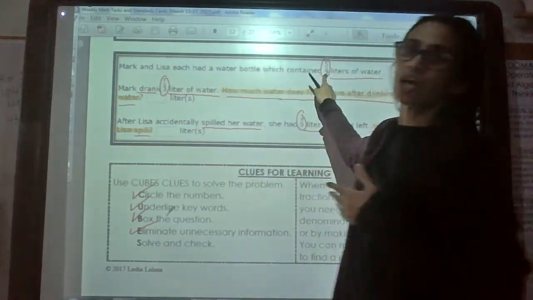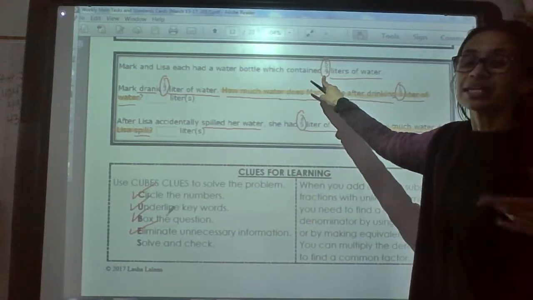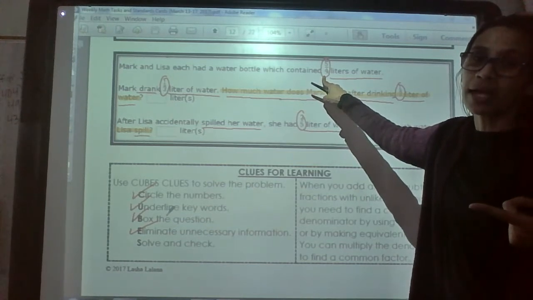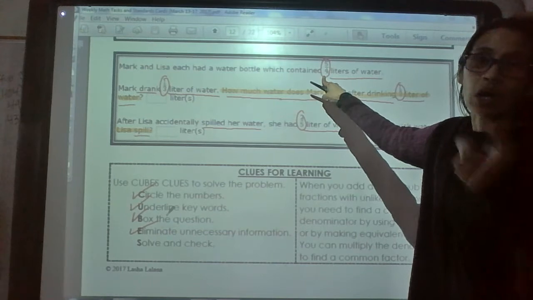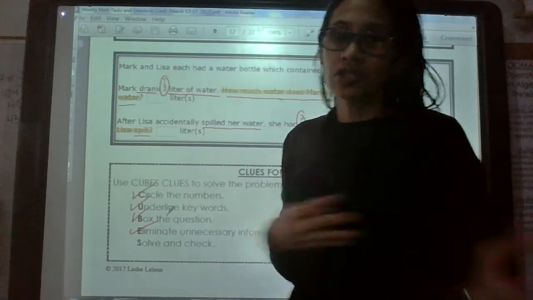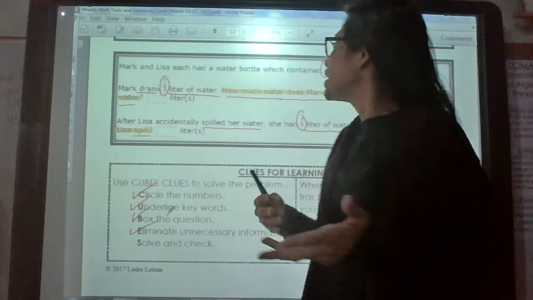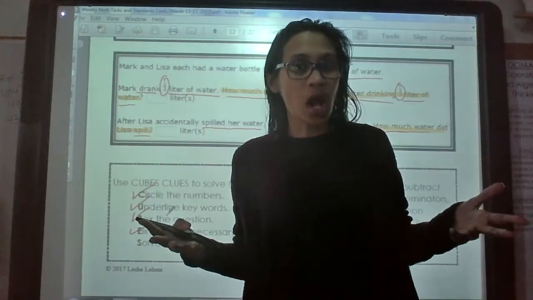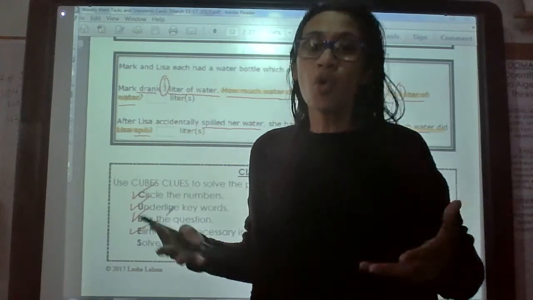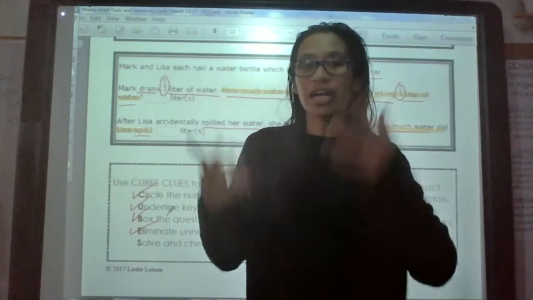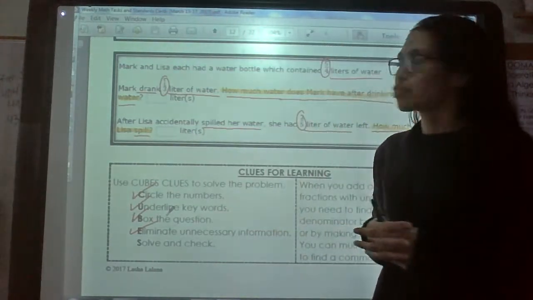Now look at that. What kind of number is that? Well, it's a fraction. It's an improper fraction, which means we can turn that into a mixed number. But we don't need to do that right now, because we can leave it just like that to do our operation. And 5/4 means what? It's greater than 1. So that means he has more than 1 whole liter of water. Just think about that. Imagine that. And he drank 1/3.